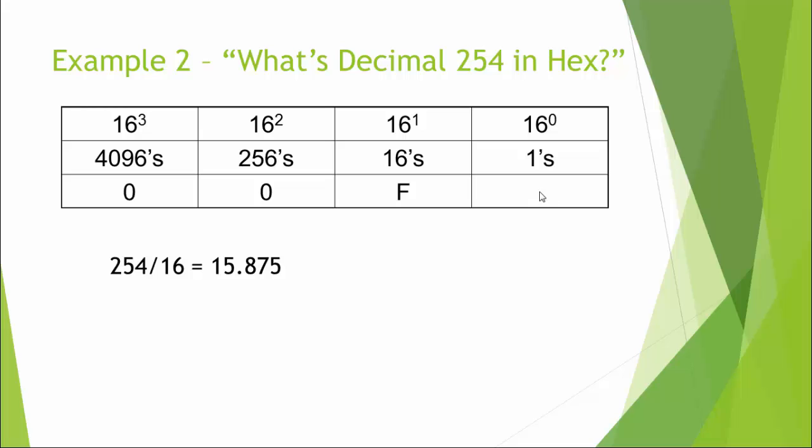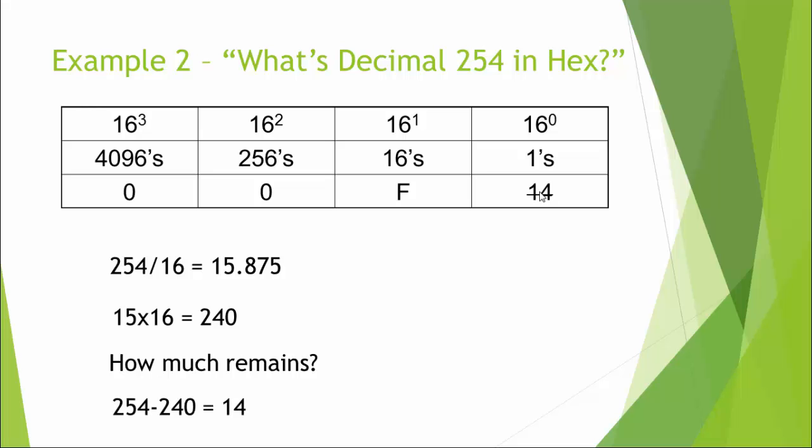But we can't leave it like that. We have to convert that 15 into an F. When we're finished that, we have to figure out our remainder. So 15 times 16 is 240. The amount remaining is in fact 14. And the 14, of course, we again need to replace with an E. So in order to represent the number 254, we need F 16s and E 1s. So decimal 254 is FE in hexadecimal.